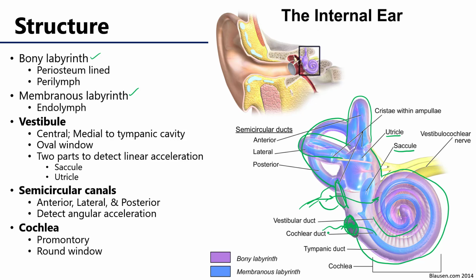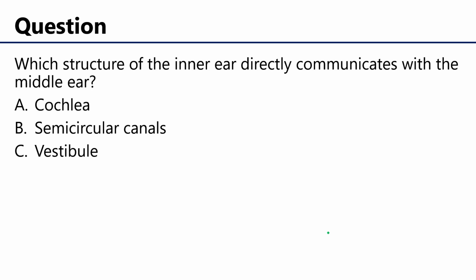This isn't something that we will see in great detail in the laboratory, but you will have an opportunity to work with an ear model that has a part of an inner ear to it to examine these structures and their relationships to one another. And that leads us to the assessment question of the video, and that is, which structure of the inner ear directly communicates with the middle ear? Is it the cochlea? Is it the semicircular canals? Or is it the vestibule?